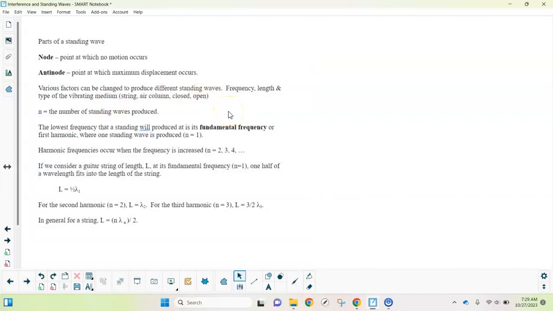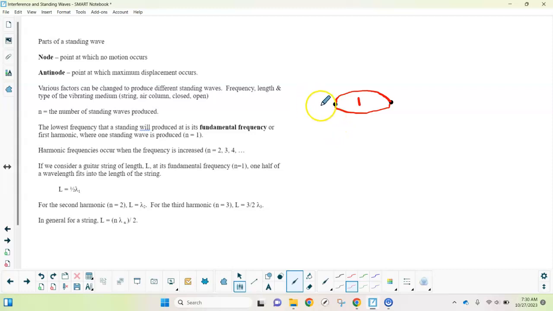Various factors affect how a standing wave is produced: frequency, the length of the string or the length of the air column that's being vibrated, and n is just the number of standing waves produced. So if you think about this is a point and this is a point, if we vibrate it, the fewest standing waves can just be one, so it would be like one football shape. Every football shape is a standing wave, so that would be n equal to 1. That's the fundamental frequency. That's the lowest frequency.